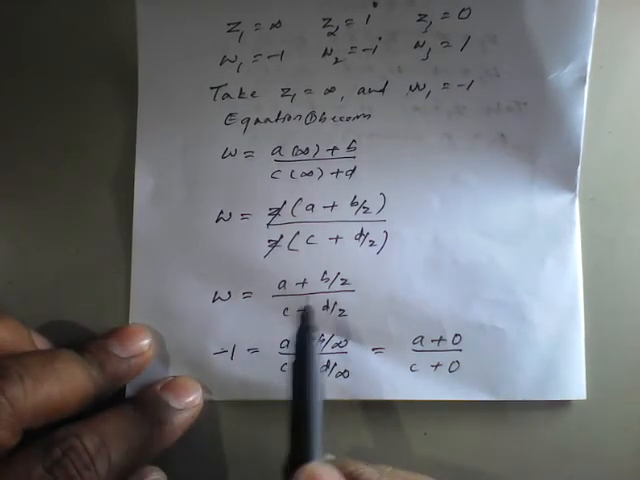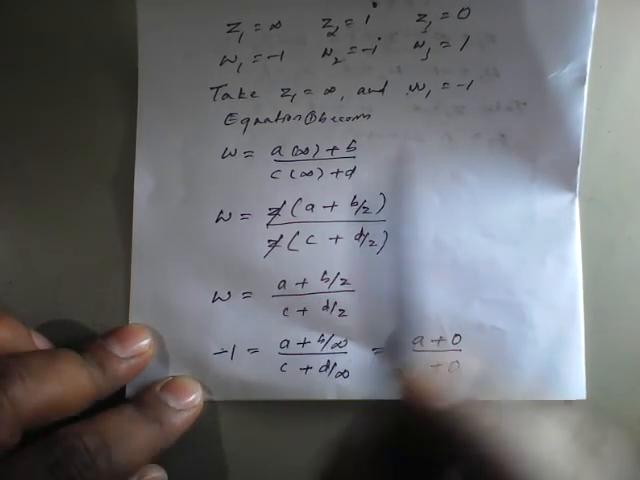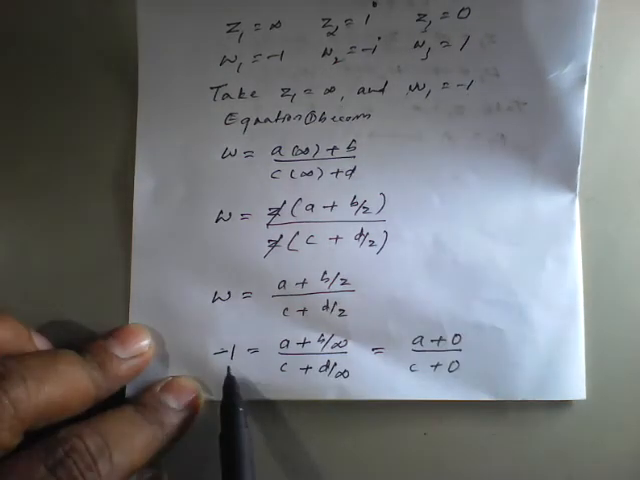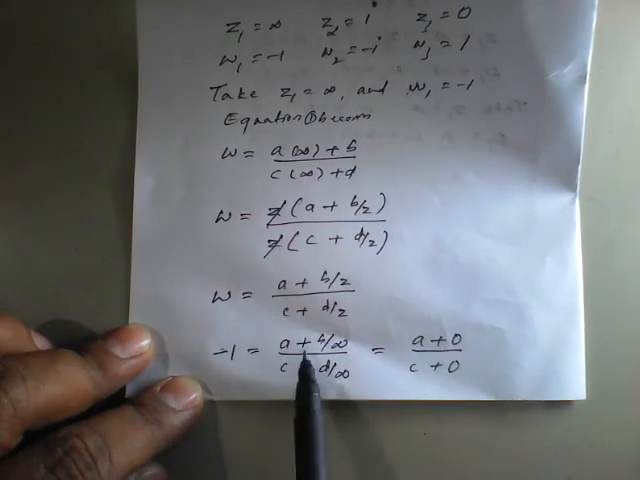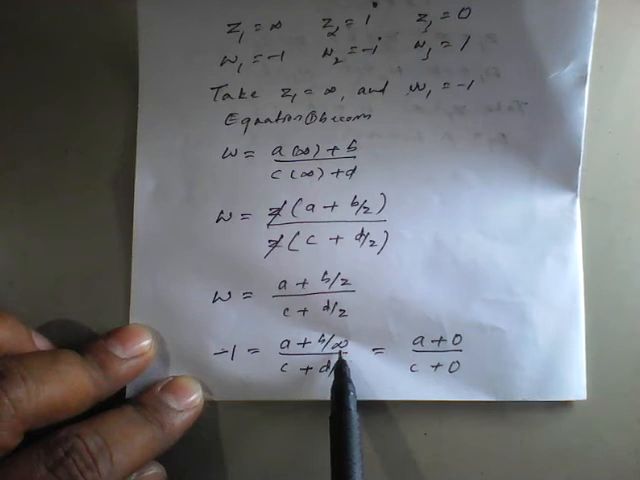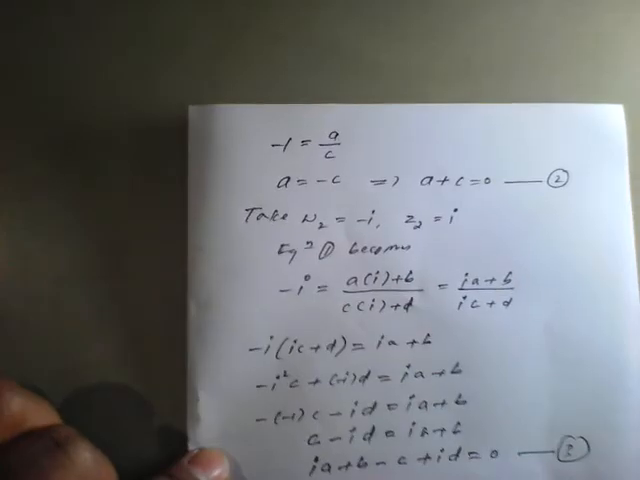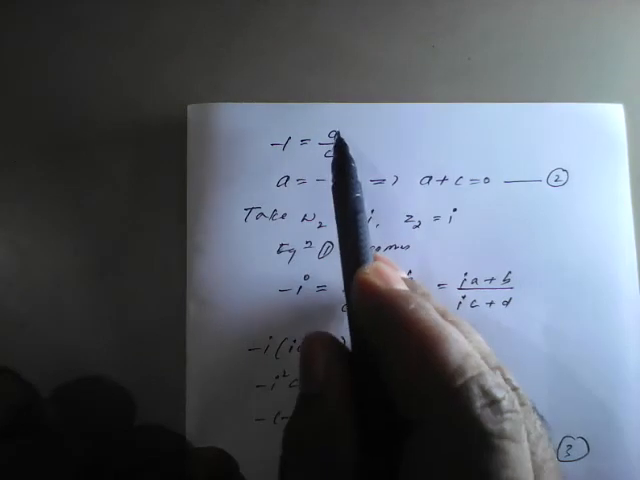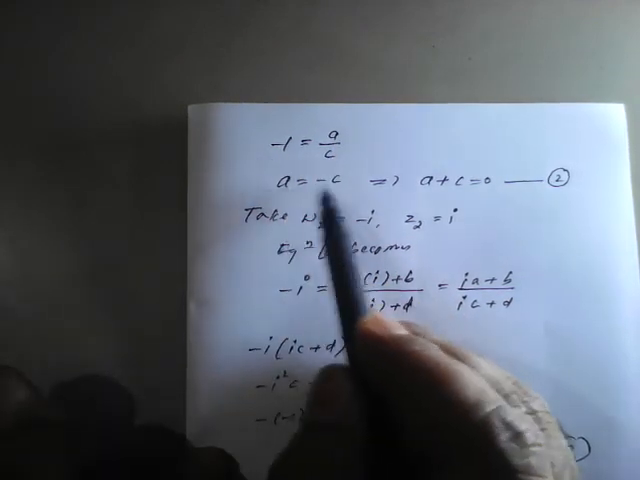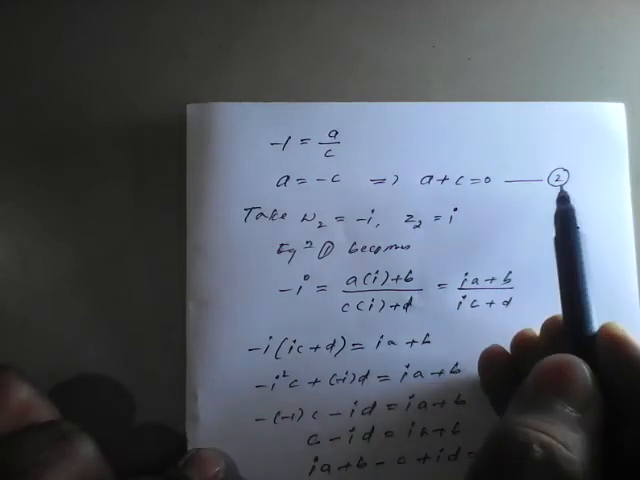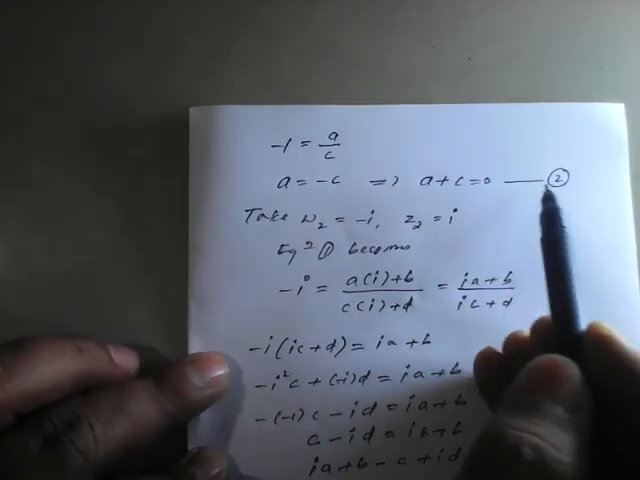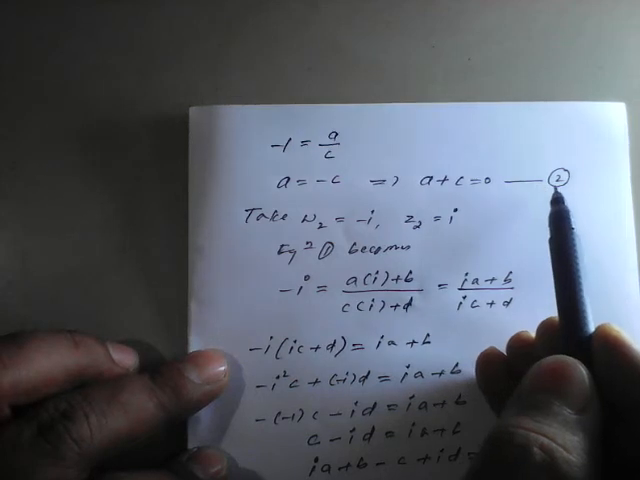Now apply the values of w and z in this expression. The value of w is minus 1, so minus 1 is equal to (a plus b upon infinity) upon (c plus d upon infinity), because the z value is infinity. But anything upon infinity is always 0, and d upon infinity is also 0. Therefore we get minus 1 equal to a upon c. Cross multiply: a is equal to minus c, or a plus c equal to 0. Because of the first values of w and z, we got equation number 2.